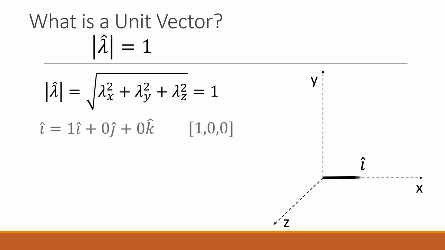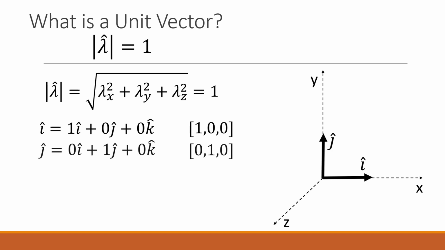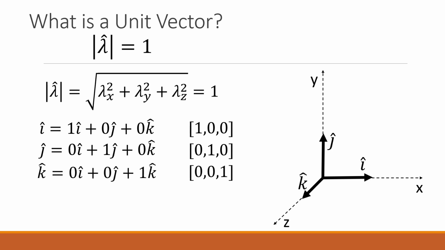Since the unit vector always has a magnitude of 1, that means the square root of the sum of the squares is equal to 1, meaning that you're either going to have a full amount in one direction, for example, 1 i, or 1 in the x direction with 0 in the y and 0 in the z, 1 in the y direction or the j direction with 0 in the i and 0 in the k, 1 in the k direction with 0 in the i and 0 in the j, that's fully in the z axis.